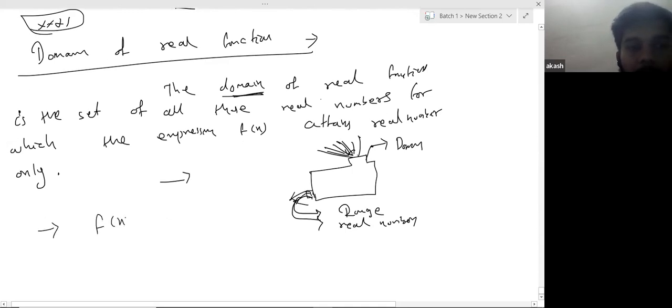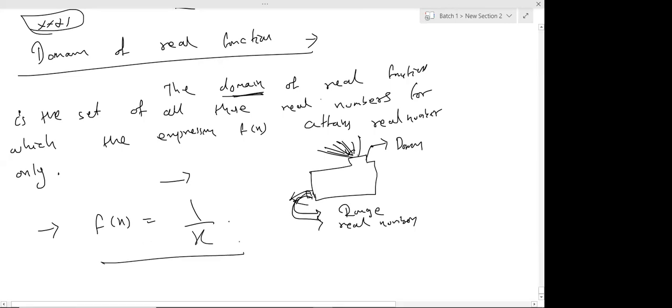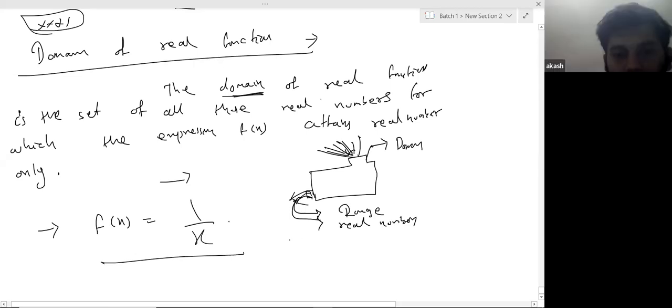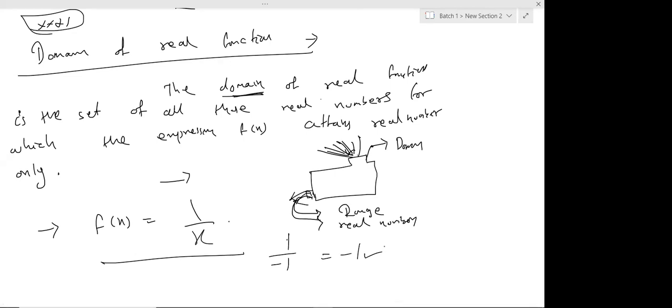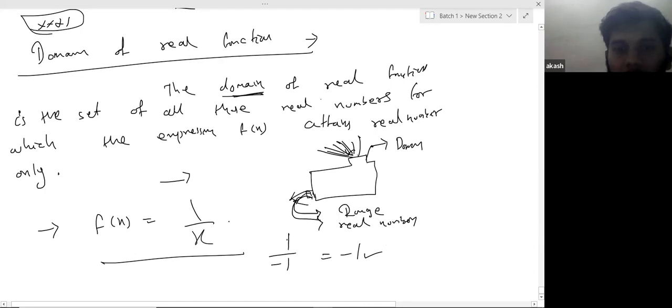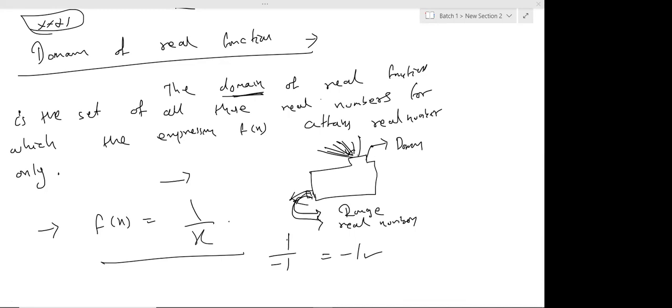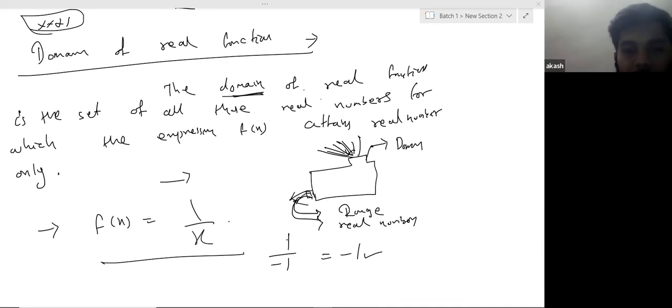Most basic example. If I give you f of x equals to 1 upon x. Gautam, can you tell me, is there any value of x which will give us trouble, and we don't want to put that number in this function? Any number that comes to mind. Sir, -1. Why -1? 1 upon -1 is -1. Is it not a real number? It is, sir. Then any other number? Okay. Shavya, do you have any number in mind? Sir, 0. Because we'll get infinite, right?